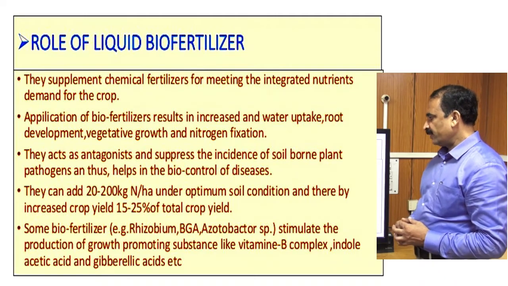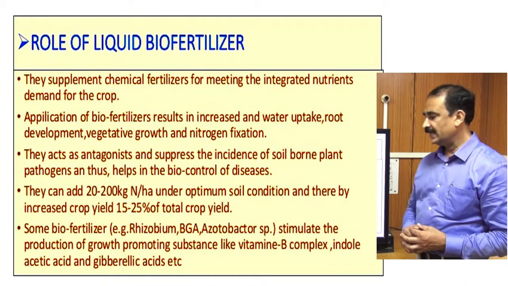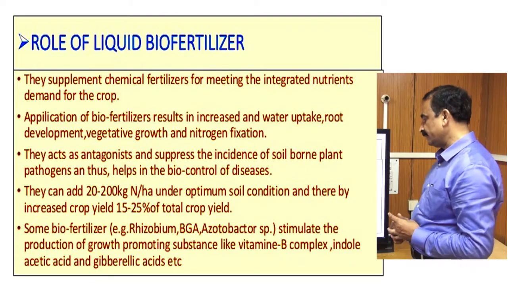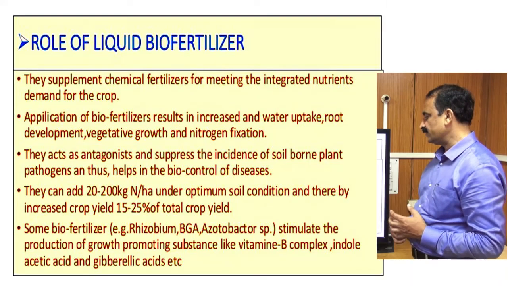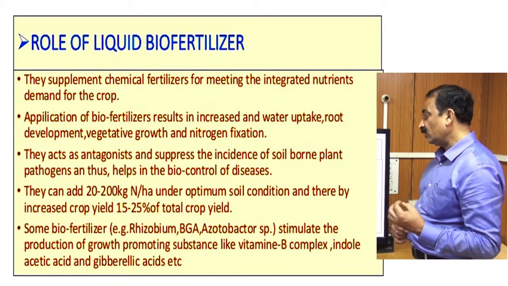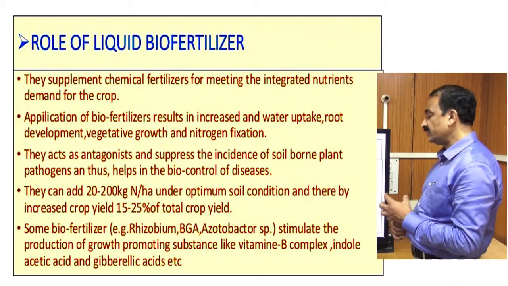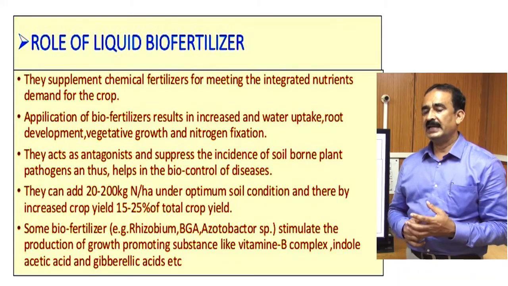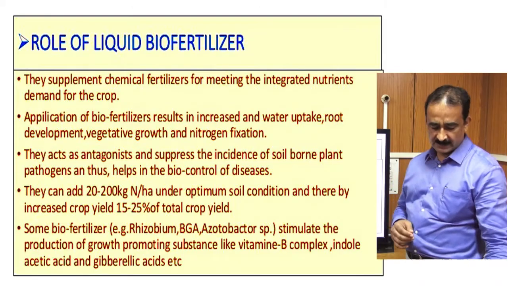Next role of the liquid biofertilizer: some biofertilizers like rhizobium, blue-green algae, Azotobacter, and phosphate solubilizing microbes stimulate the production of growth promoting substances like vitamins, such as vitamin B complex, indole acetic acid and gibberellic acid. These hormones and vitamins are helpful for plant growth and increase the crop yield as you expect from the recommended dose of the fertilizers.